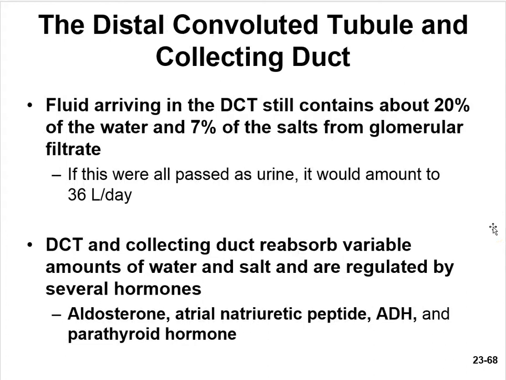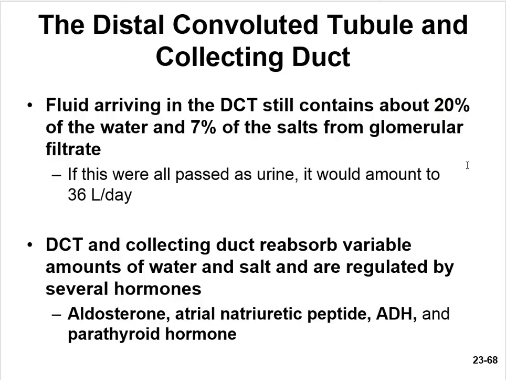It contains about 20% of the water and 7% of the salts from the glomerular filtrate. If this was all passed by the time we got to the distal convoluted tubule, it would be about 36 liters of water a day. Again, that's still too much. So we've got to get rid of most of this 20% of water yet. We got to get that back into the blood.